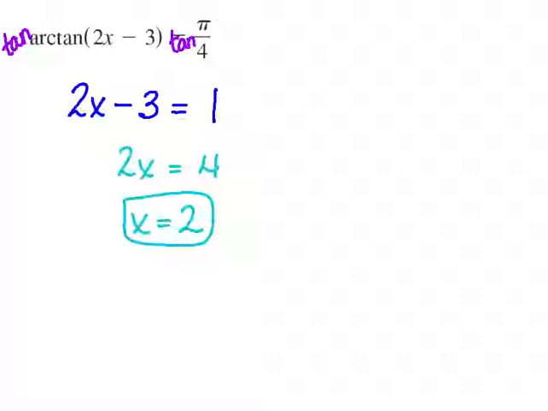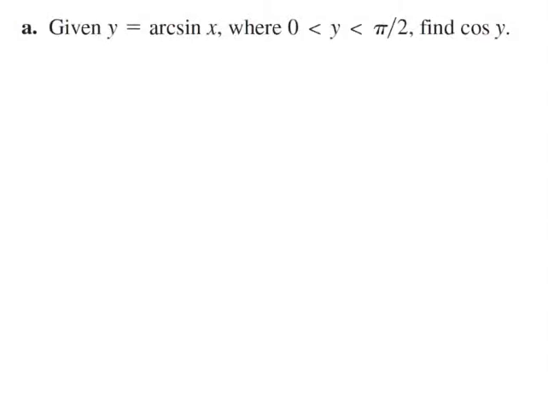You said it was impossible for you. Okay. This is going to be our very last one for today. Tomorrow we'll do derivatives. Given y equals arc sine of x, where y is between 0 and pi over 2, find cosine of y.